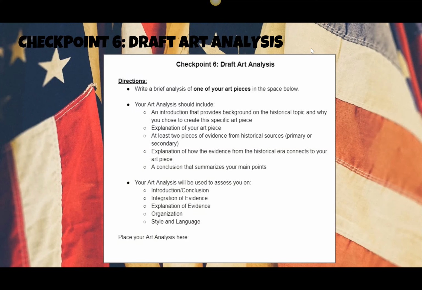So you shouldn't have to redo anything. That's going to just be using the paragraph that you wrote that went along with that art piece. So use the same 2 pieces of evidence and just tie it into the artwork that you did. And then you're going to explain how that evidence from the historical era connects to the art piece that you did, and then provide a conclusion that summarizes your main points. So those are the 5 things that are going to be needed for you.